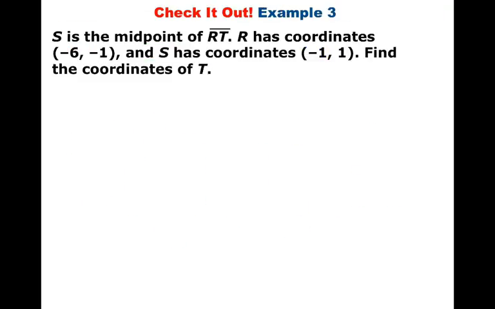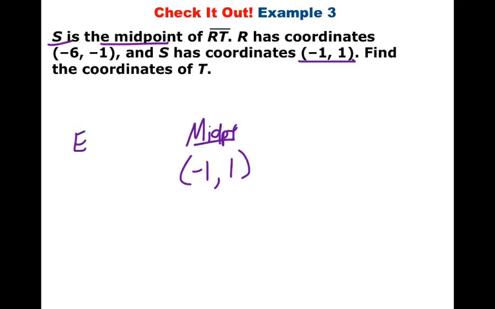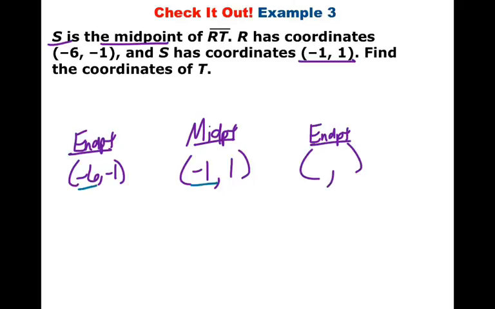I'll do one more problem just like that one. It says S is the midpoint, so negative 1, 1 is going to go in the middle. And then the other endpoint is R, so it's negative 6, negative 1, and then we're looking for T, the other endpoint. So again, the problem basically says negative 1 is in the middle of negative 6 and what other number? If you just look at your pattern, from negative 6 to negative 1, we went up by 5. So we added 5. So add 5 again. Negative 1 plus 5 would make 4.